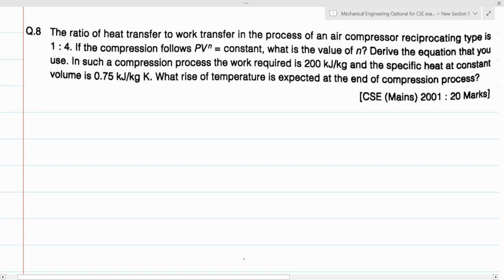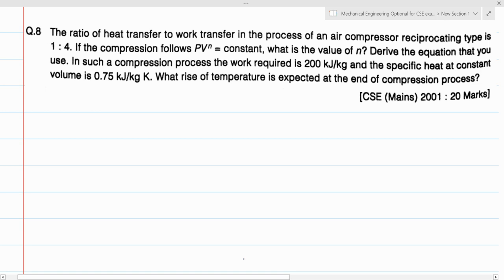In such a compression process, the work required is 200 kJ per kilogram and the specific heat at constant volume is 0.75 kJ per kilogram Kelvin. What rise of temperature is expected at the end of compression process?